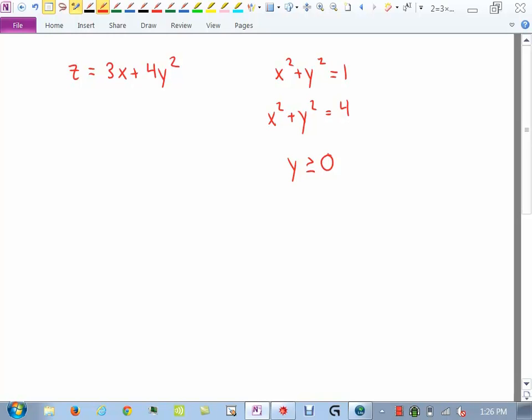So let's start with our region, right? Maybe we try and draw it. I hope that you recognize x squared plus y squared equals 1 as a circle. So I have a circle, radius 1, and it's the entire circle, right? And then I have a circle radius 2.